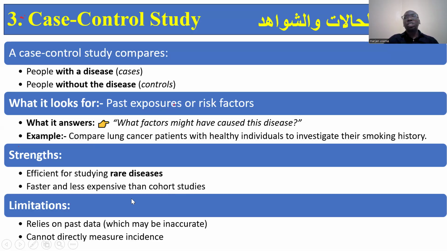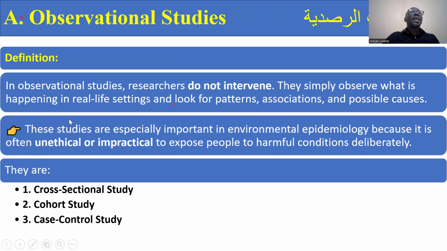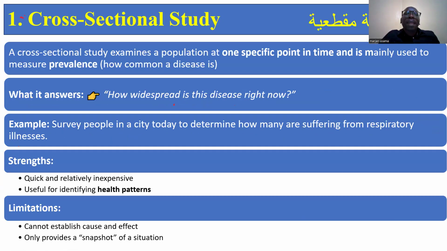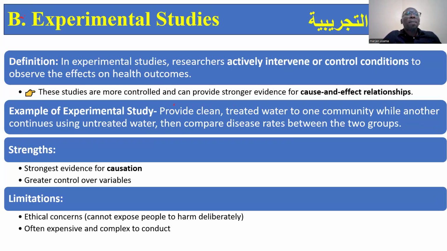Now, what are the limitations of this? It relies on past data, which may be inaccurate, and it cannot directly measure incidence. So these are the 3 designs under observational studies. Now, this is just a summary of the observational studies. Now, number 2, we have experimental studies. So these are the dirasat at-tajribiyya.